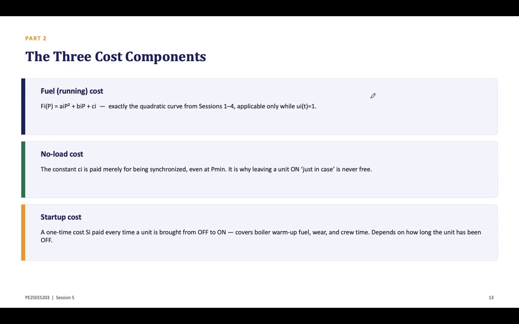The three cost components are very important now. We were talking about the cost components, right? So the three cost components should be interpreted separately. The fuel or running cost is the familiar input-output curve for a generating unit. In the simplest statement, it is represented by a quadratic function here, almost the same as your cost function, exactly the quadratic term from earlier, applicable only while u_it is equal to 1. u_it equal to 1 means it is in the on state.